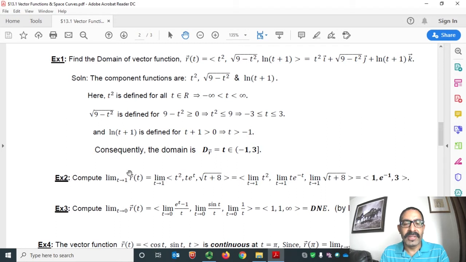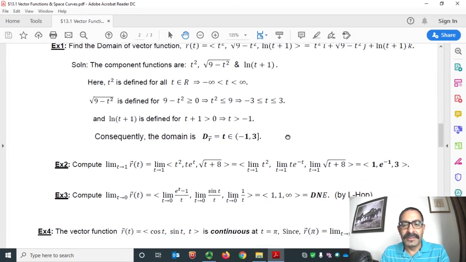So consequently, the domain is the intersection of negative infinity to infinity, negative 3 to 3, and negative 1 (excluded) to infinity. So our intersection is negative 1 to 3, with 3 included and negative 1 excluded. Then this is the domain of our given vector function. I hope this makes sense to you all.